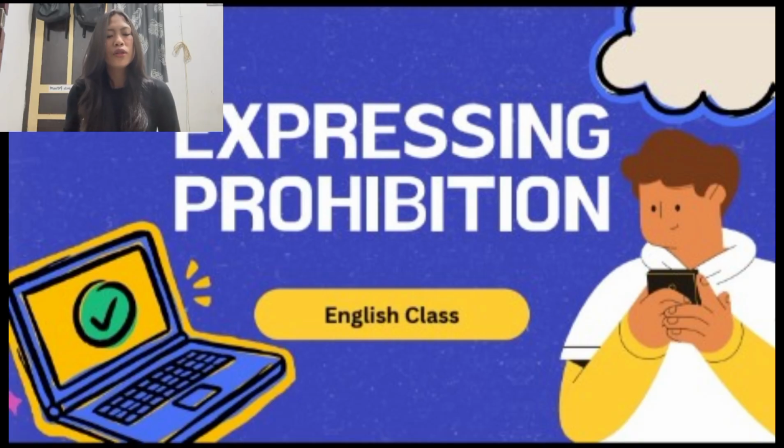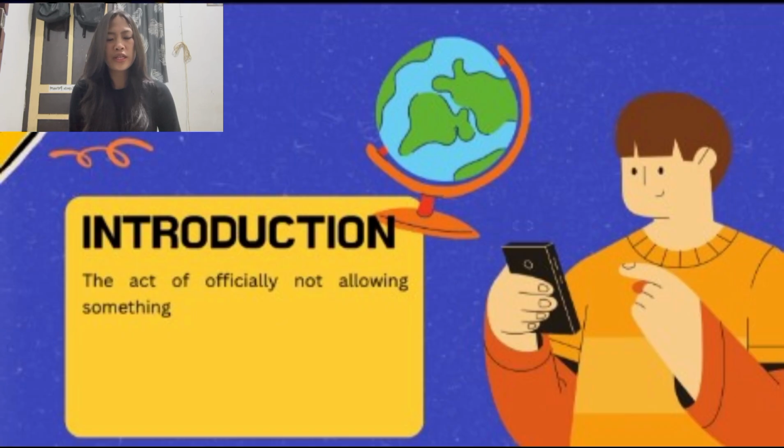So today we are going to learn something useful. But before we jump to the lesson, let me ask you simple questions. Have you ever seen this sign? Yes, correct. These signs are the example of prohibition. What does prohibition mean? Prohibition means telling someone that something is not allowed or forbidden. We use it to give rules, instructions, or even warnings, politely but firmly.